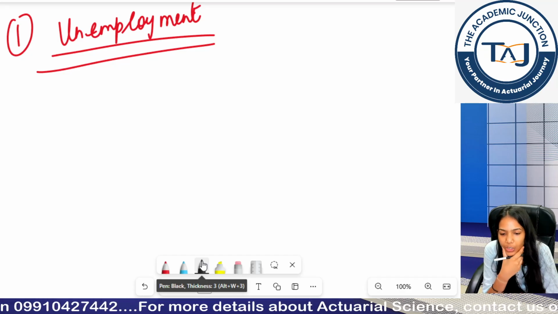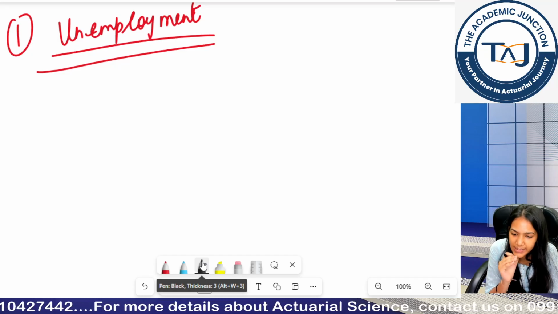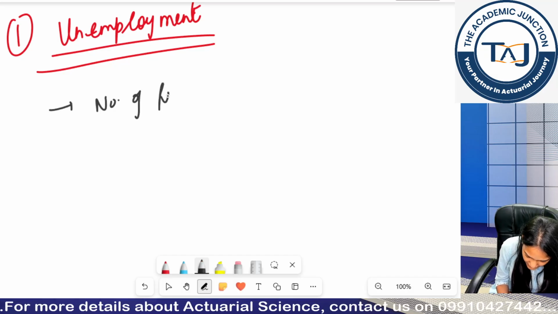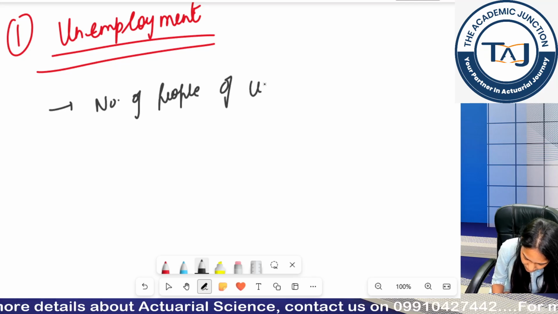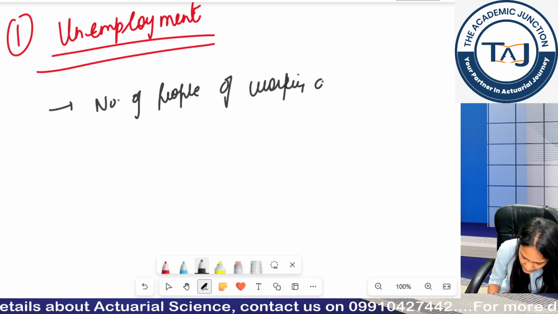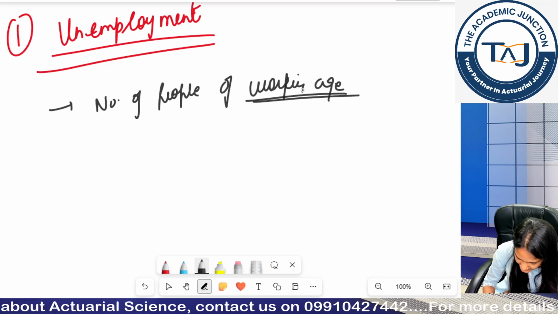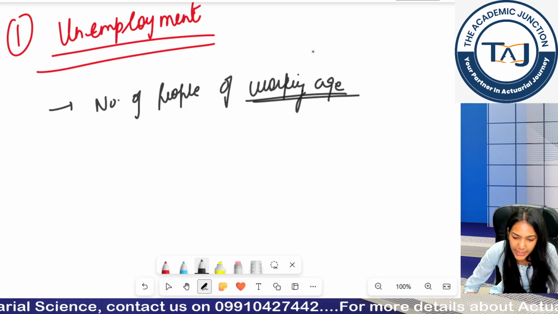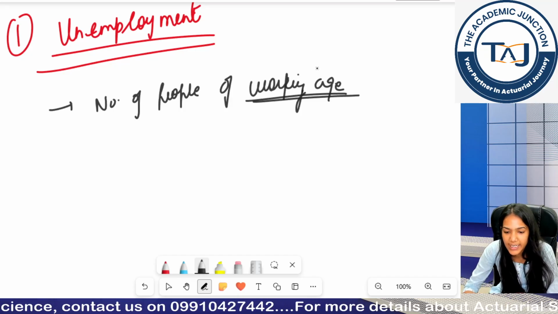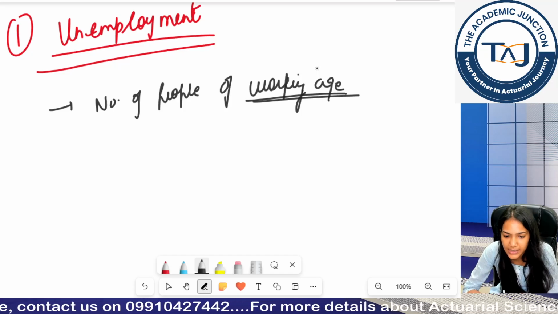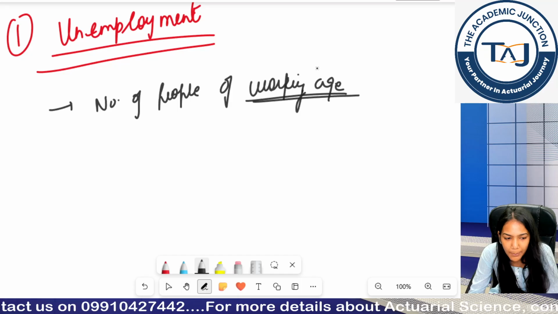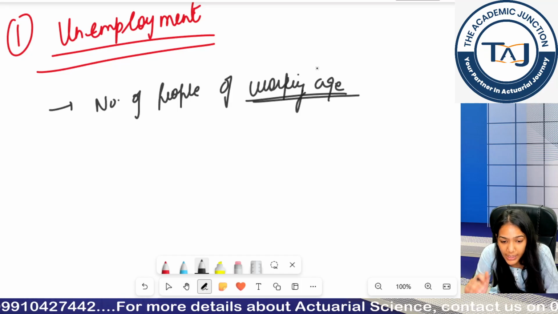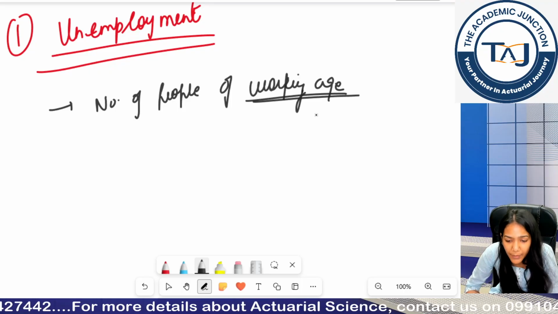There is a lot of controversy, but we go with the standard definition, which includes the number of people of working age. This is one keyword. For example, in a country A the working age is 18 years and there is a student of 17 years. If I ask whether he is unemployed or not, no, he is not unemployed. Why? Because he is not of working age yet.